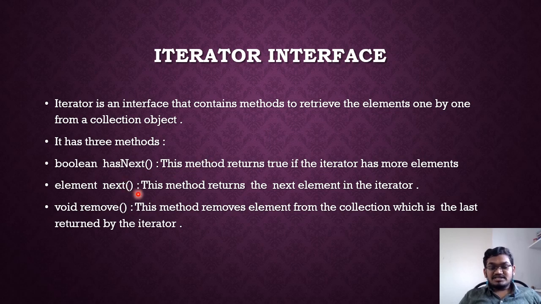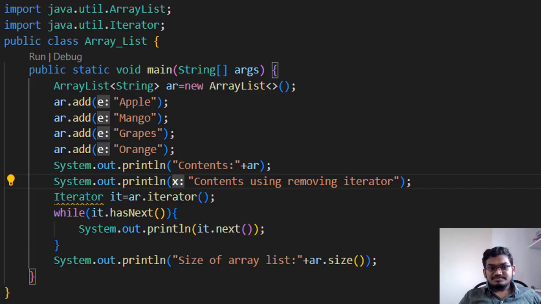Element next, this method returns the next element in the iterator. Void remove, this is the general method in all types of iterators. This removes the element from collection which is the last returned by the iterator. Here we see an example.